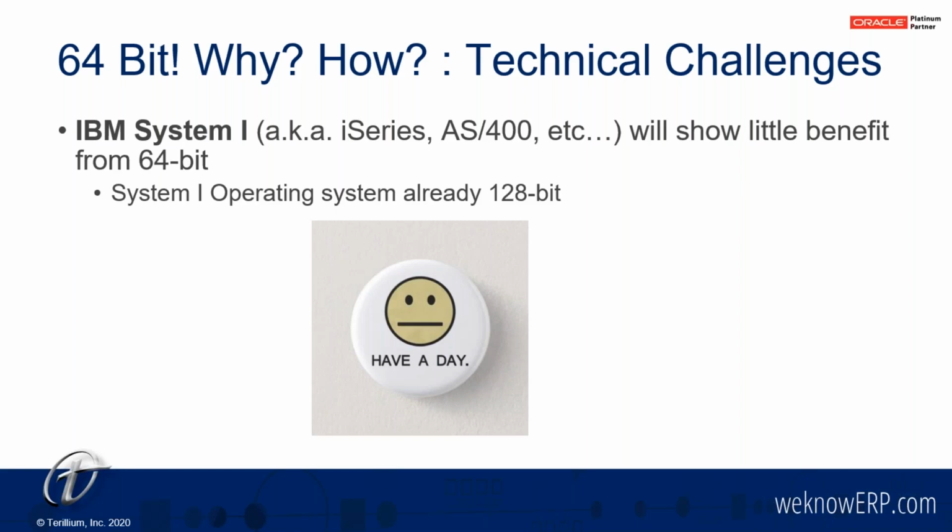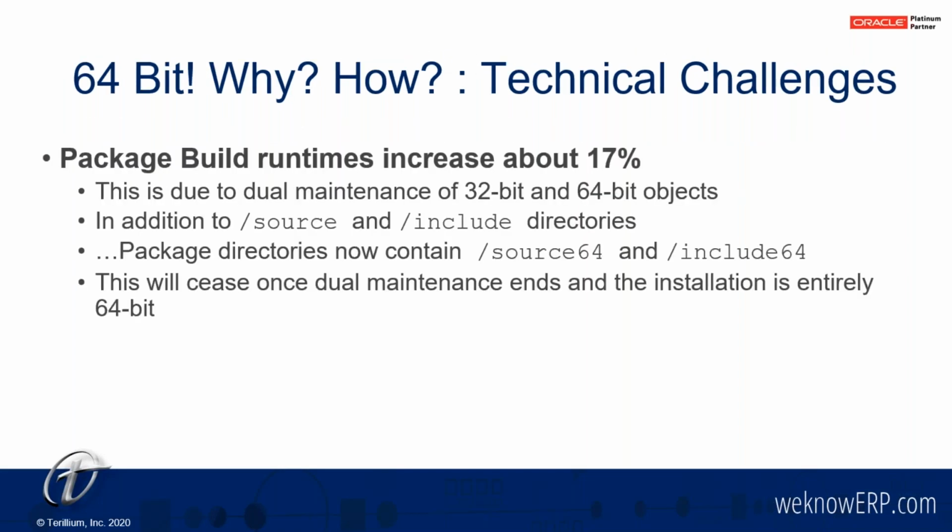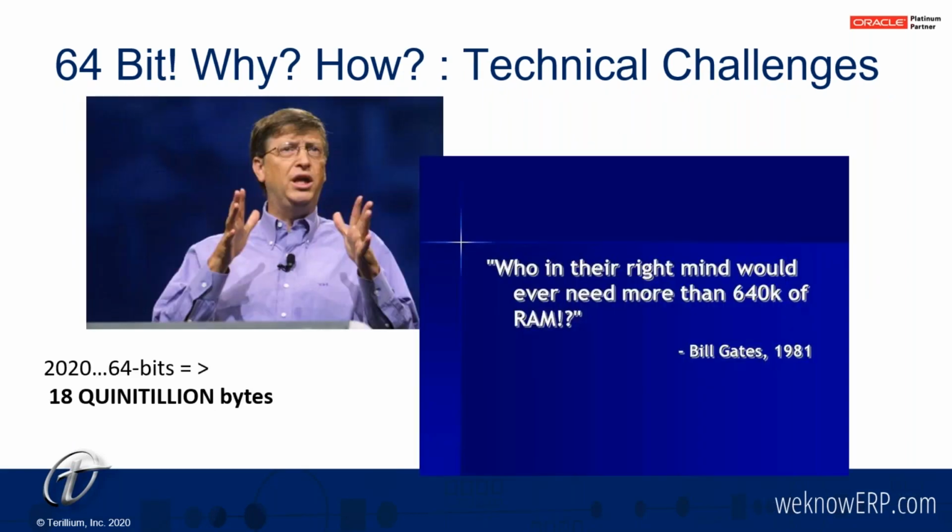Their operating system is already at 128-bit, and a lot of that code already runs natively in that system. So again, you're going to be kind of a wash, but there's still a reason to go to 64-bit because you're going to want to be compatible with everything else that comes afterwards. Because Oracle is only going to support 64-bit sooner or later. Package build time, we've already covered that. There's an increase in package build runtime due to the dual maintenance.